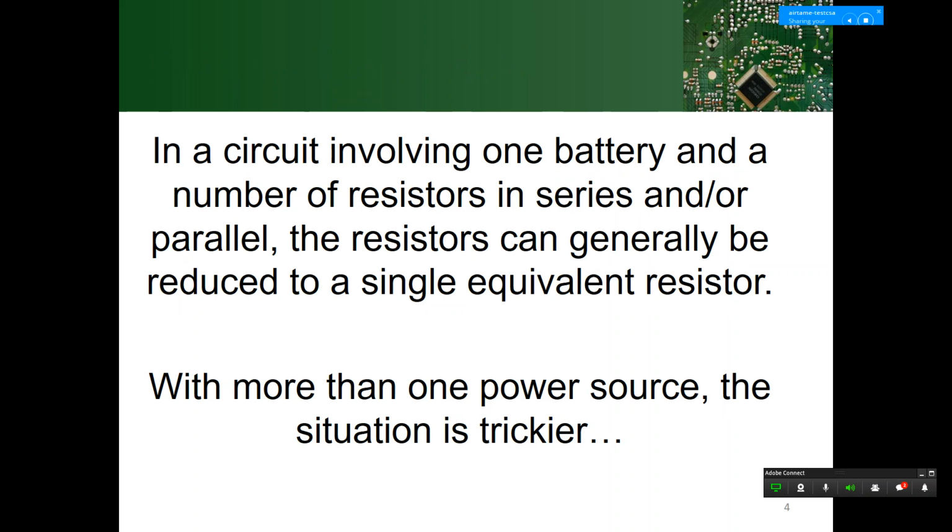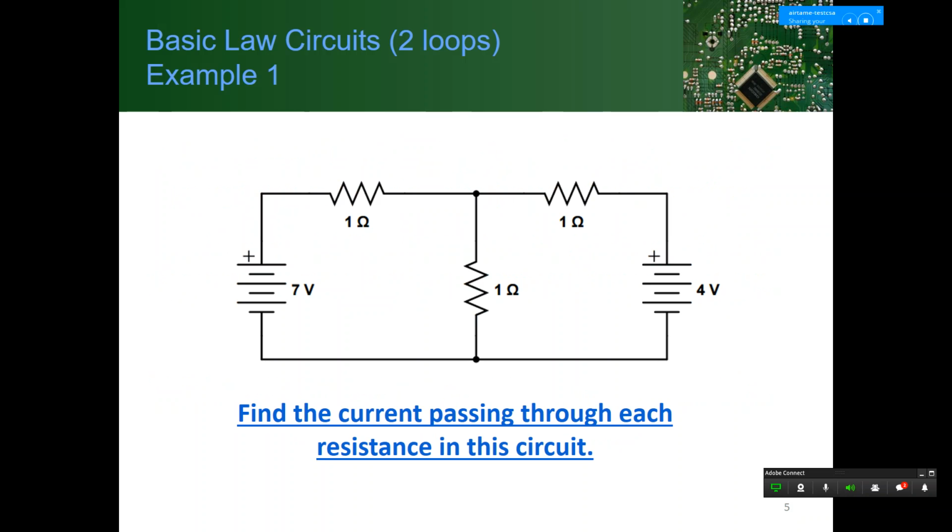In a circuit involving one battery, it's simple. When there's more than one power source, however, not as simple. So let's do the method. Now the method requires you to take a leap of faith. So just believe me for just a moment, and we'll see that we'll get to the same answer at the end. So we have our circuit, our simple circuit, two voltage sources, several resistors.